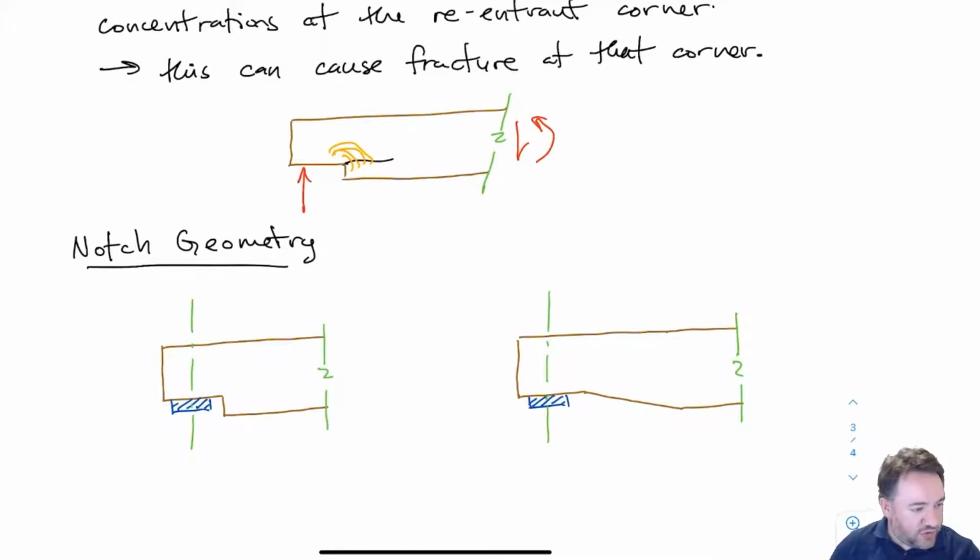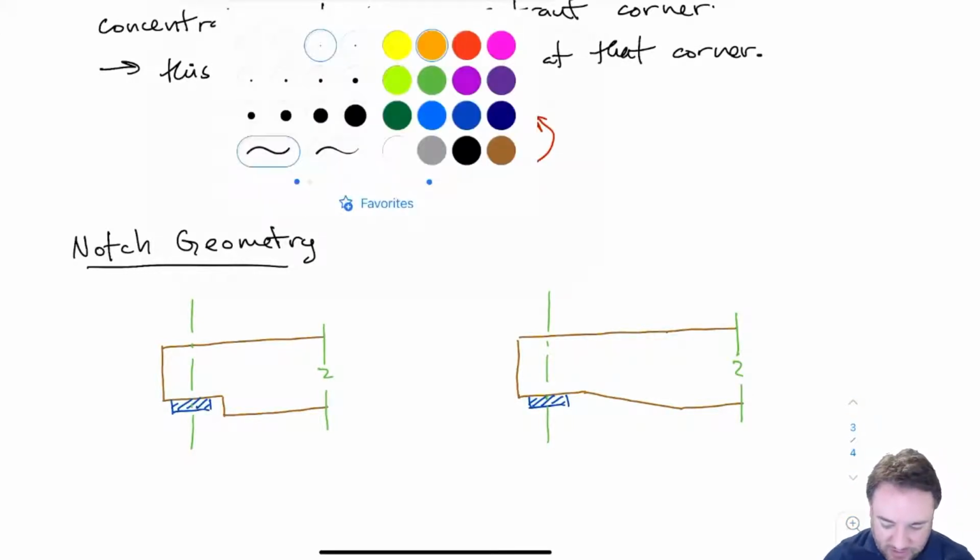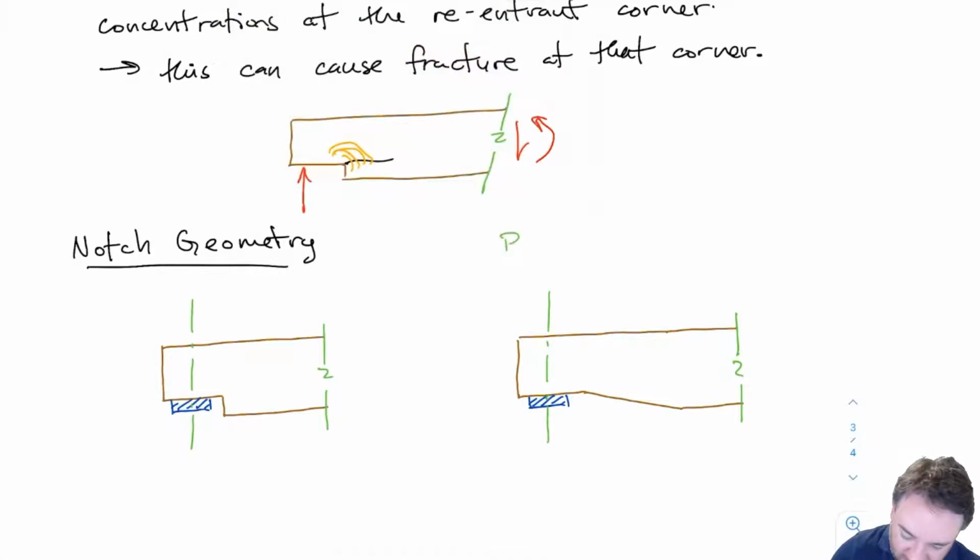Okay, so here I have two different notches. These notches are otherwise functionally identical. The strength in the calculation will be identical, but one is considered a good notch geometry. One is an okay notch geometry. The other one is a better notch geometry.